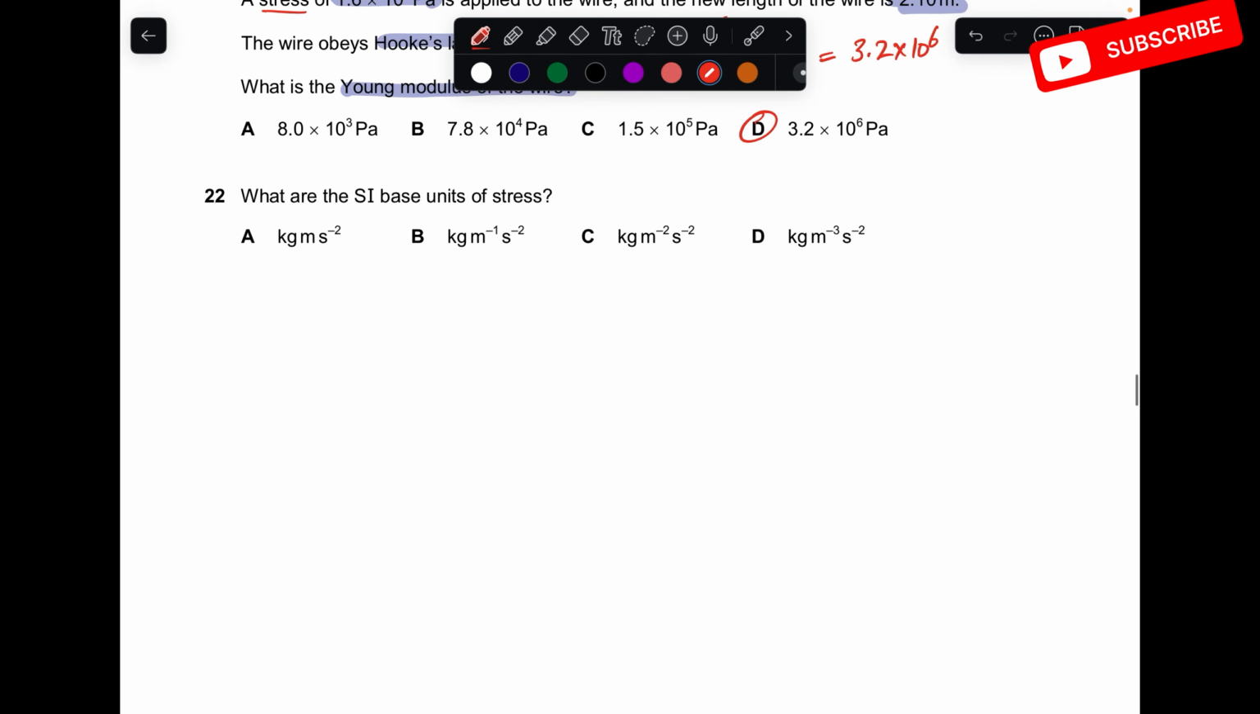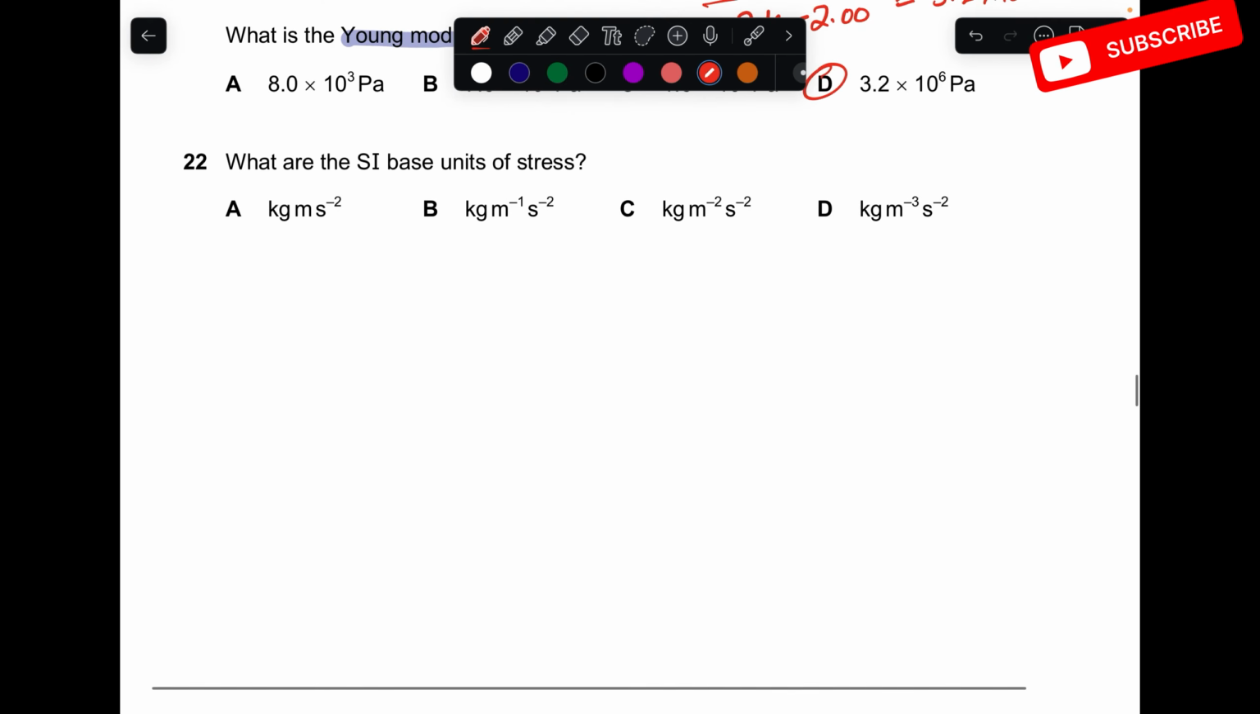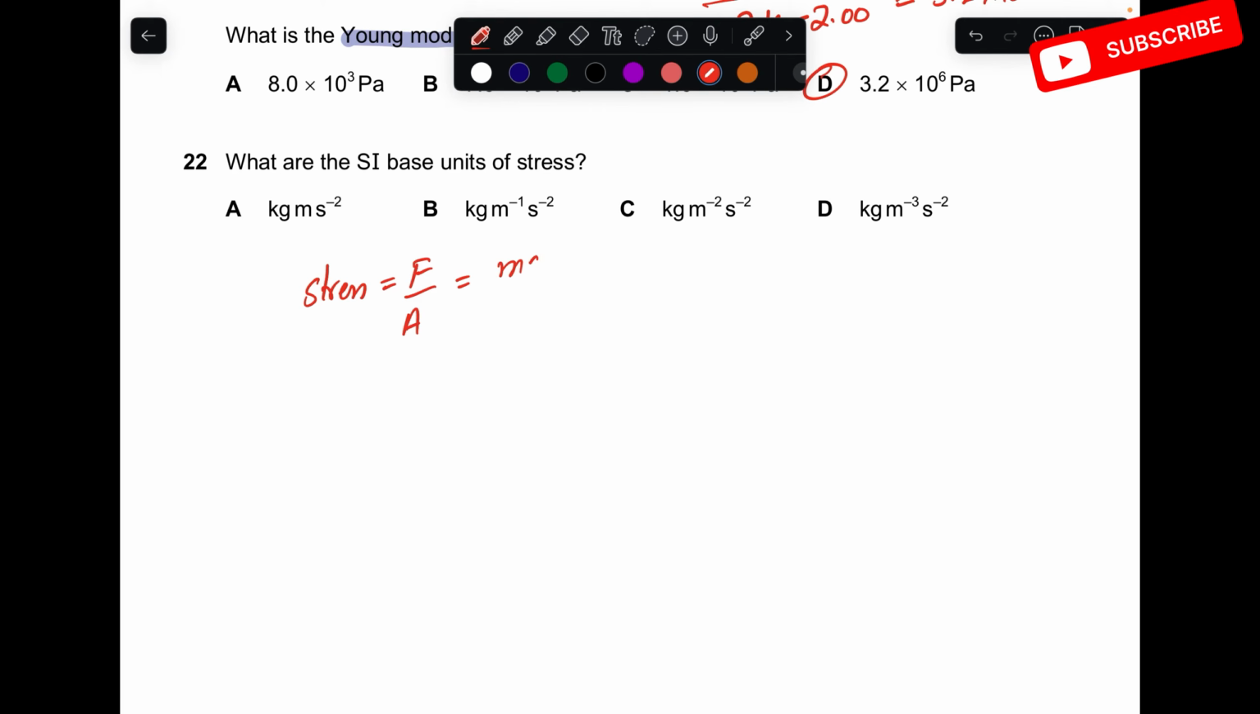In question 22, what is the SI base unit of stress? Stress, we know it is force per unit area. Force, we know it is m a, divided by A. Now you can put the units. For m, we can write kg. For acceleration, it is meter per second square. For area, it is meter square. So it will give you kg per meter per second square. So it's option B that is correct.